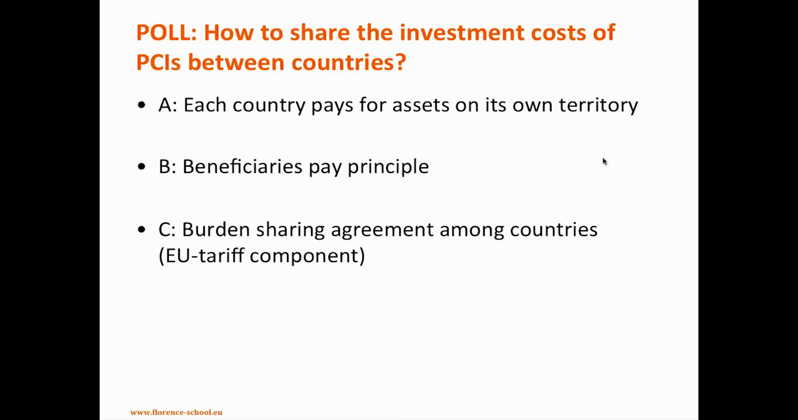And then maybe you think, no, this is all too difficult. Let's simply do a burden sharing agreement. We have this list of 100 projects. Let's agree for all of them, more or less, how we will share the costs. And that could then be implemented with a kind of EU tariff component.